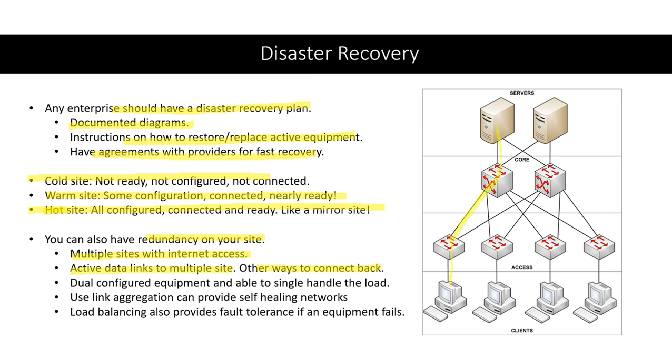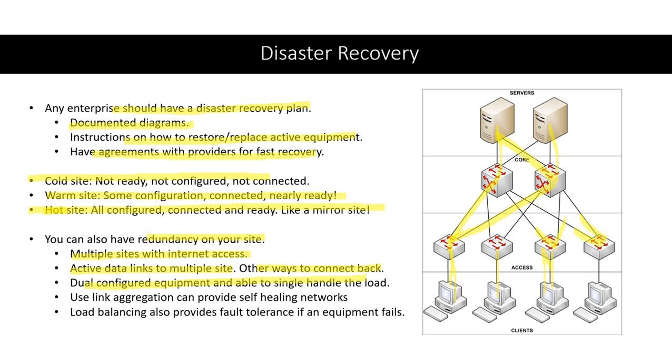So to have redundancy in your site, you need multiple sites with internet access, right? Active data links to multiple sites. Have other ways to connect back to the network. So if you have this computer connecting to this switch access, it goes to a router and it goes out to these servers, then if something happens, it can always go to the other core and still reach the server. If that server is not available, then it will go to the other server and it will always be up and running.